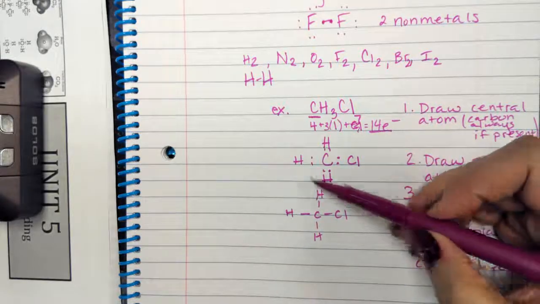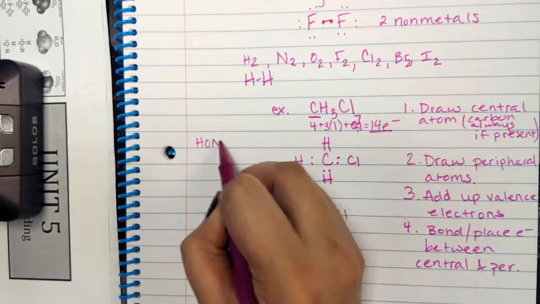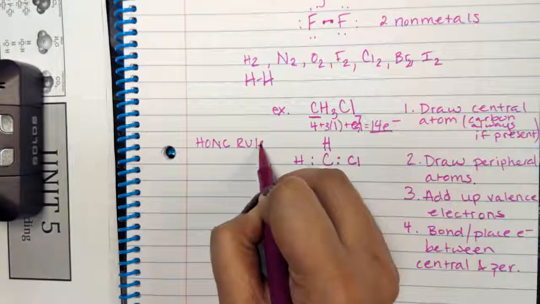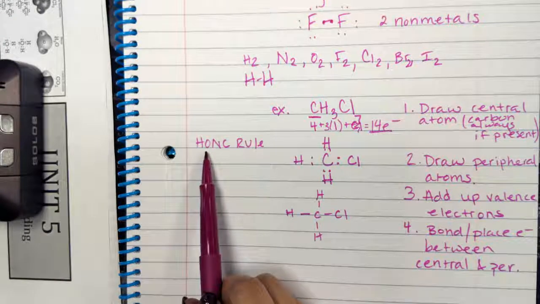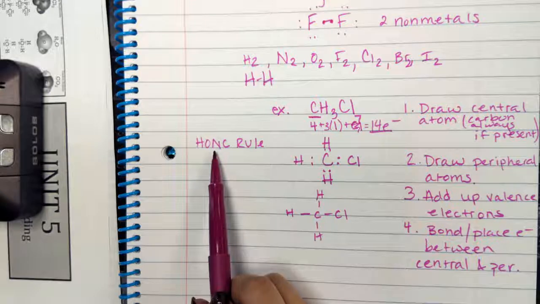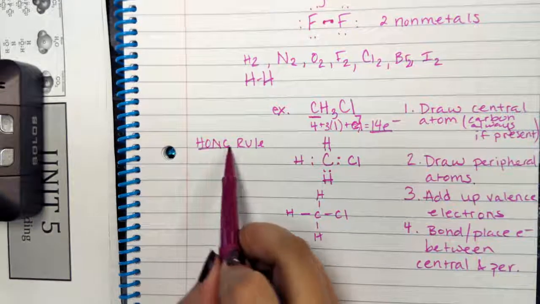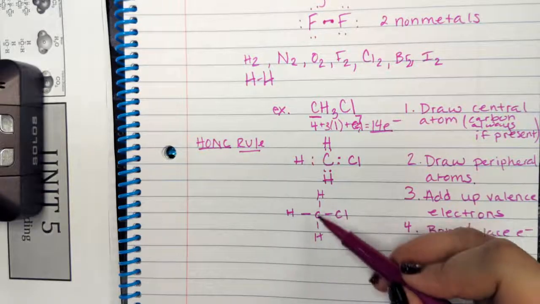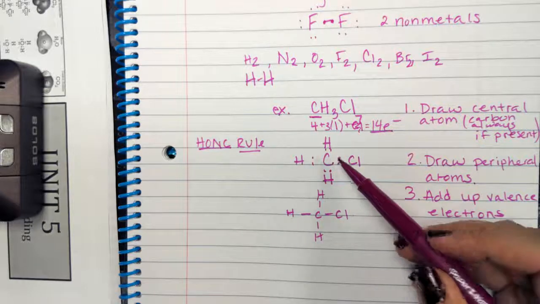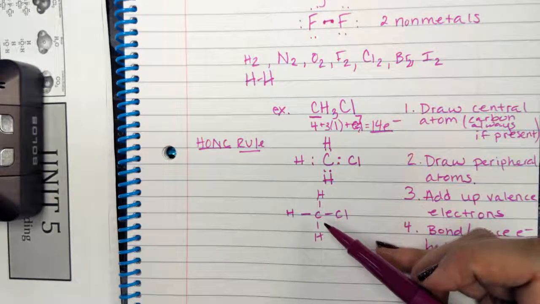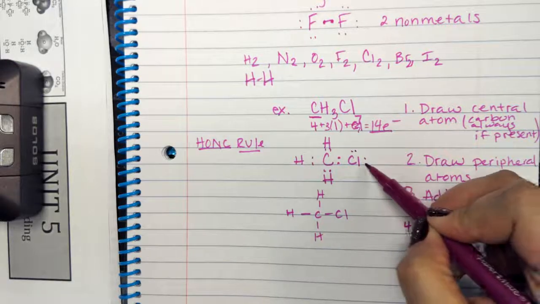All right, hydrogen only makes one bond because of the HONC rule. Remember the HONC rule: hydrogen always forms one bond, oxygen has 2 bonds, nitrogen has 3, and carbon has 4, and that's based off of how many valence electrons they have. Carbon is going to have a total of 4 bonds, which we have, and hydrogen only has 1. Because of this rule, all 6 electrons that still need to be placed are going to be put around my chlorine atom.